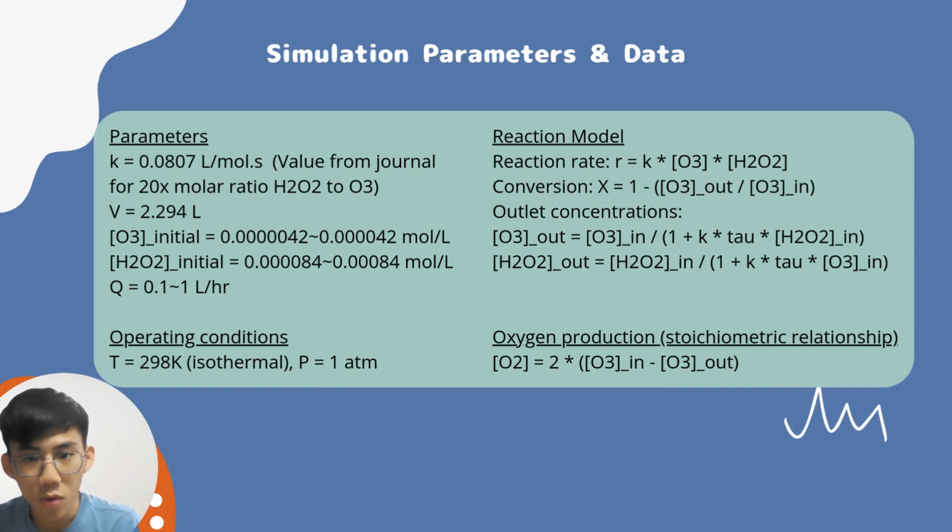The reaction model used the reaction rate stated in the slides, and the conversion and outlet concentrations are derived based on the reaction rate. The oxygen production was also derived based on the stoichiometric relationship.